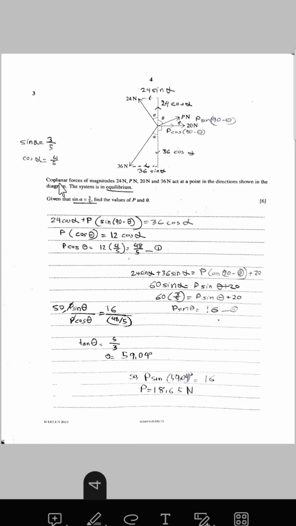Number 3. Coplanar forces of magnitude 24 Newton, 36 Newton, 24 Newton, 36 Newton, P Newton, and 20 Newton are acting on a point that is in equilibrium. So we need to find the horizontal and the vertical component of each of these forces, and since we know that sin alpha is equal to 3/5, we need to find the value of cos alpha.